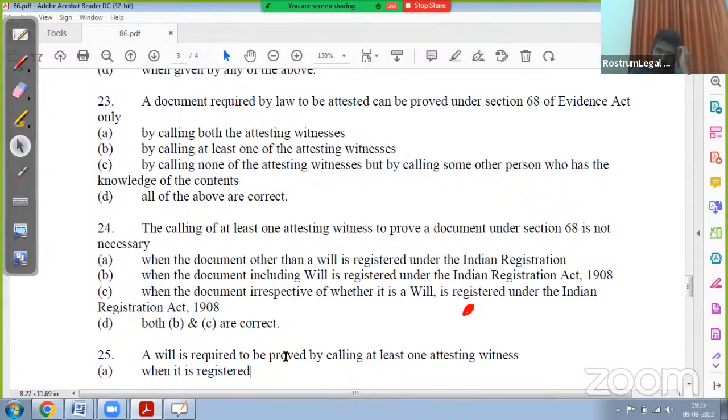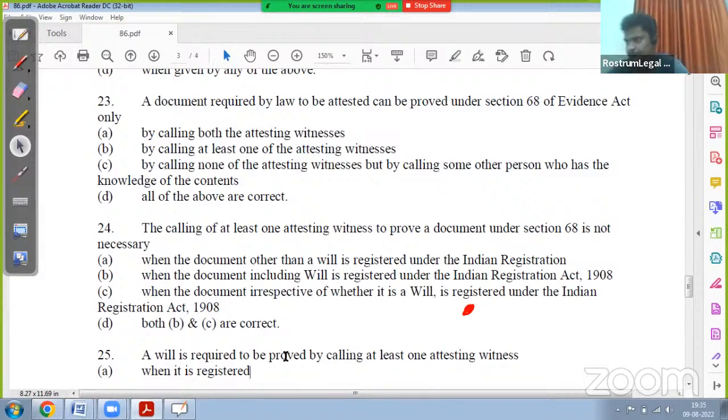Next question. A document required by law to be attested can be proved under section 68 of Indian Evidence Act only by calling both of the attesting witness, by calling any one of the attesting witness, by calling none of the attesting witness, but by calling some other person who has knowledge of the content. D, all of the above is correct. अब देखिए, ये क्वेश्चन ना सेक्शन 68 से कनेक्टेड है.